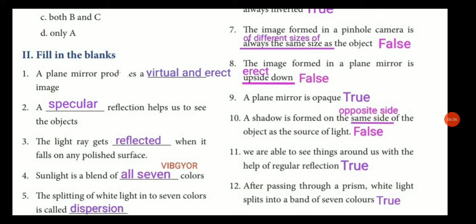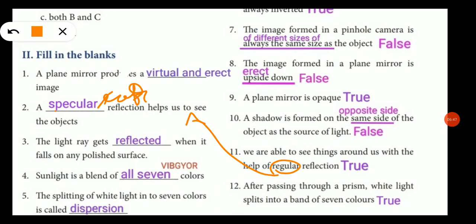So it is erect. Ninth one. A plane mirror is opaque. True. A plane mirror does not allow light to pass through. Tenth one. A shadow is formed on the same side of the object as the source of light. Will the shadow appear on the same side of the object? No, the opposite side. So it is false. 11th one. We are able to see things around us with the help of regular reflection. True. It is regular reflection that helps us to see things. So here you can write specular reflection, or you can also write regular reflection. So regular is also the correct answer.